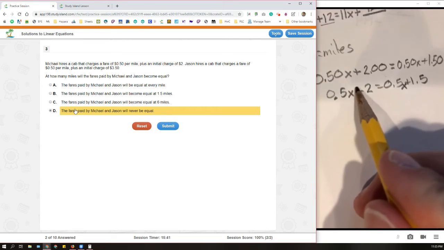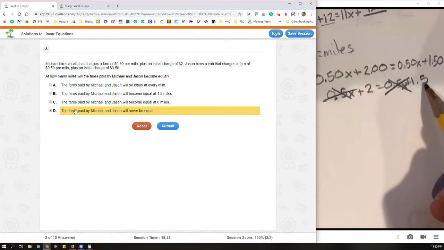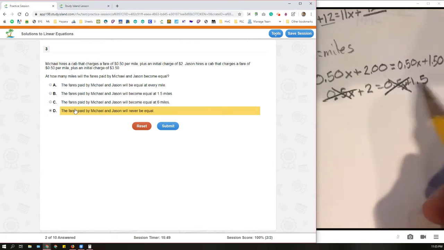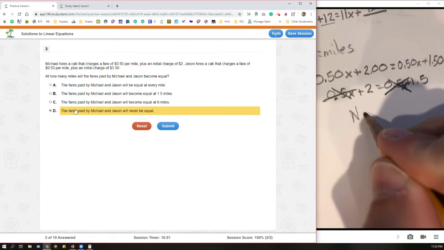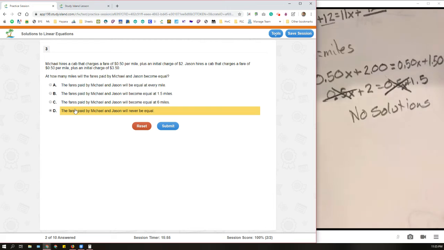I see a 0.5x that's going to cancel each other out. And then on the right side, it says 1.5. And on the left side, it says 2. So there's no way that these are ever going to be equal. So there are no solutions to this problem. The number of x's on both sides cancels out. And what's remaining is not equal to each other. So they will never be equal.